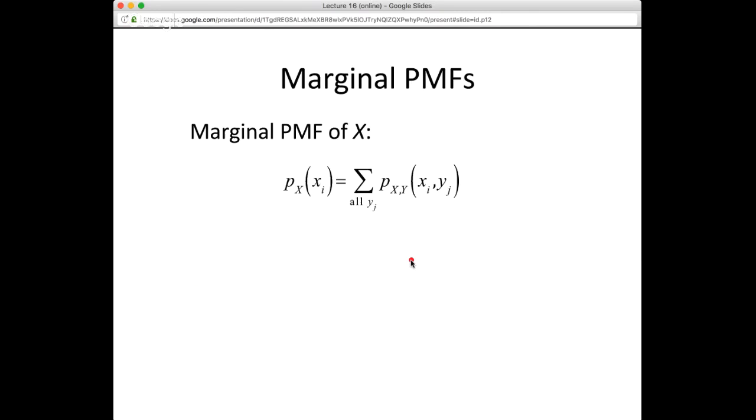So now that we've defined a probability mass function, there are a few other things that we can define that are useful. One is this concept of a marginal probability mass function. So in this case, we're talking about a marginal probability mass function of the random variable x. So it's just going to be the PMF of the random variable x evaluated at xi. And it is calculated from the joint PMF by summing that joint PMF over all yj.